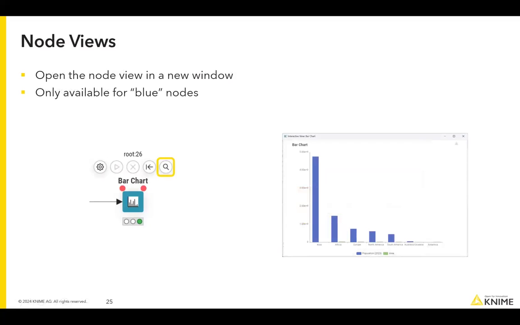Okay, so some nodes can provide you with an interactive view. And to open an interactive view, of course, first you need to configure and execute your node. And then you will have this magnifying glass button. Once you click on it, a new window will open, and there you will have your interactive visualization. And you can also interact with it, for example, by hovering over the bars. In this case, you'll see some tooltips with additional information, but there is much more interaction that can happen there.